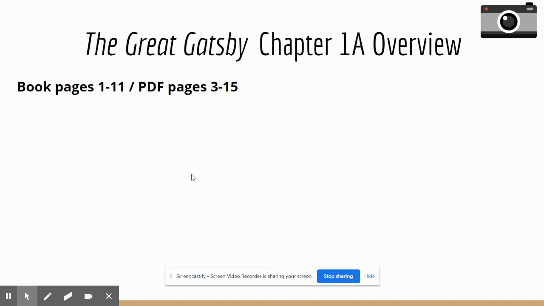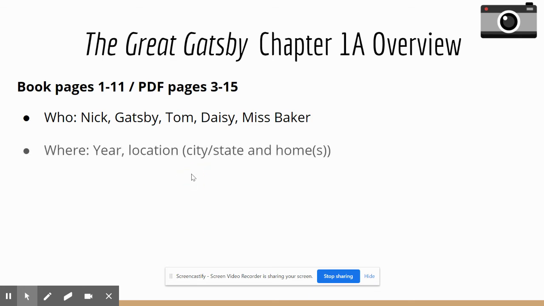Your task for when we arrive in class on Friday is to read pages 3 through 15 of the PDF. That is chapter 1A, the first half of chapter 1. Some things you should think about are, who do we meet in chapter 1? We're going to meet some characters such as Nick, Gatsby, Tom, Daisy, and Miss Baker, and you should try to get a feel for who they are as people.